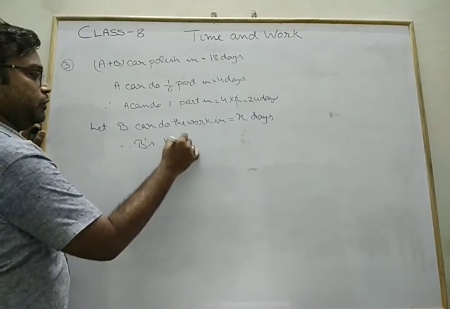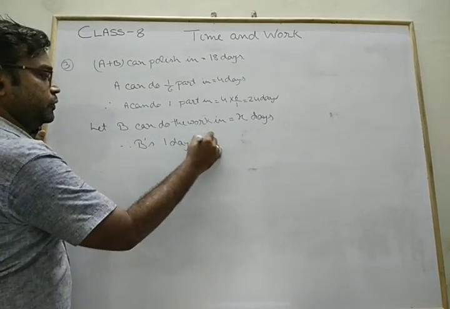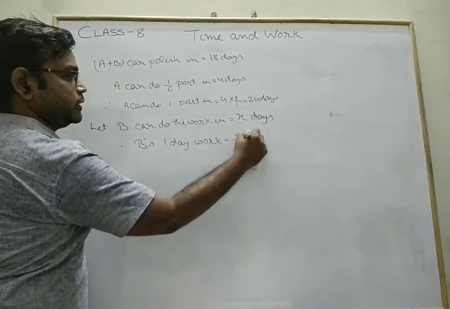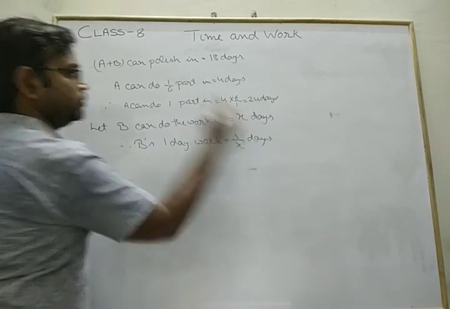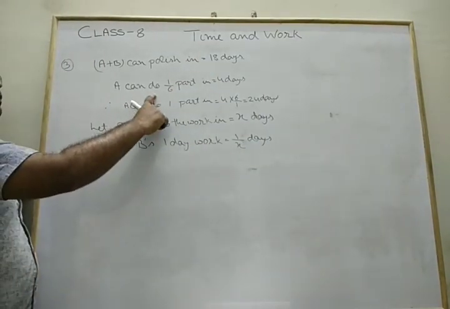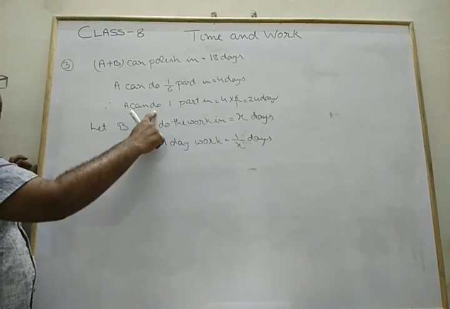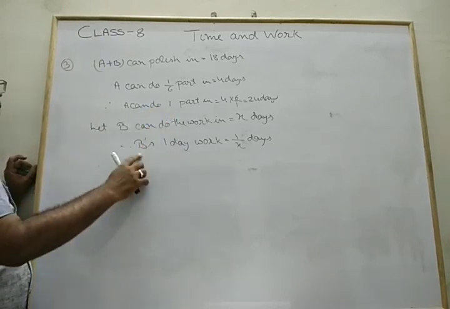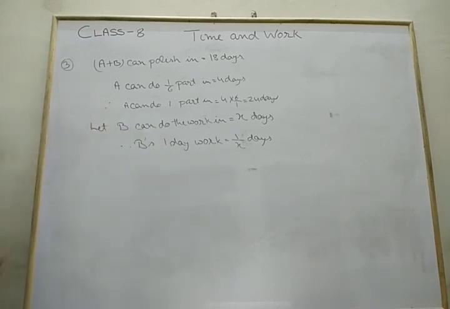These 1 day work equals 1 upon X days. So this part is clear. First, we know from what is given to us, from this we can find this one. This is not given. We suppose that B can complete the work in X days, and B's 1 day work is 1 upon X days.